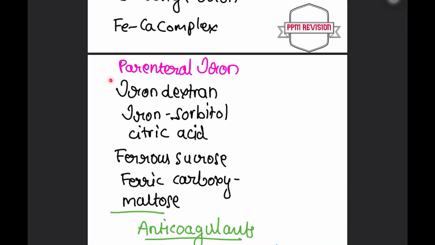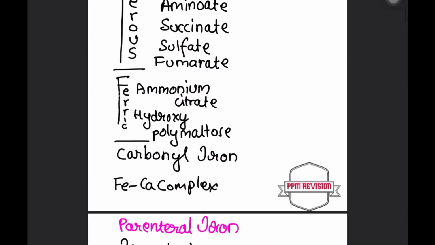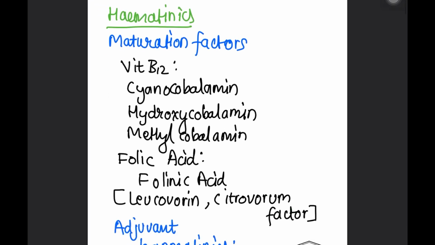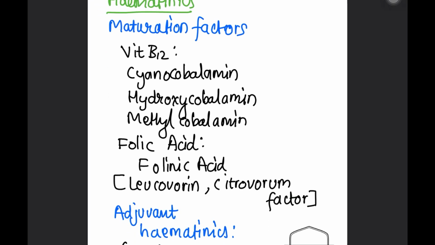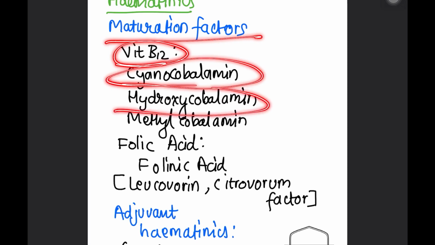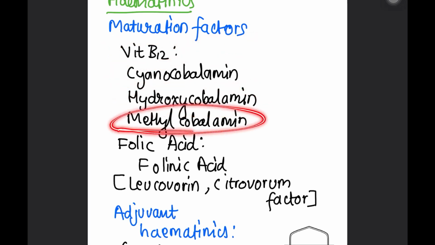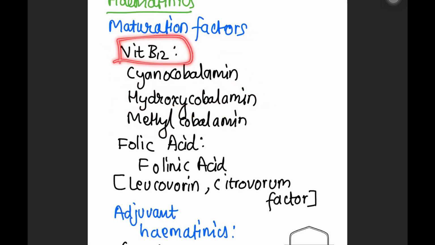Moving ahead to the parenteral iron, there is iron dextran, iron sorbitol citric acid, ferrous sucrose, and ferric carboxymaltose. Then moving ahead, under maturation factors, there is vitamin B12: cyanocobalamin, hydroxycobalamin, methylcobalamin. Everything comes under vitamin B12.